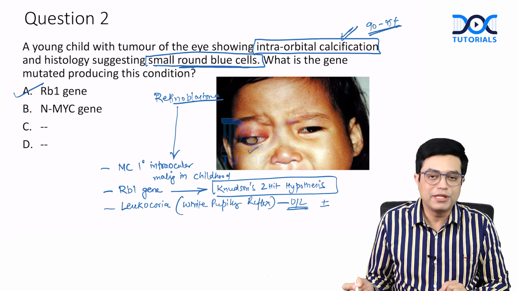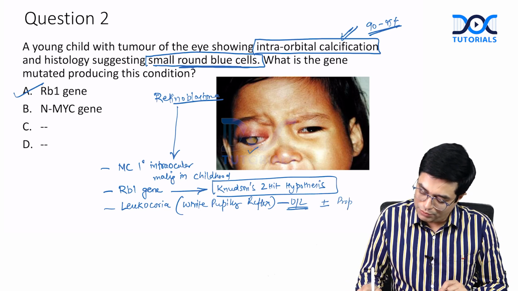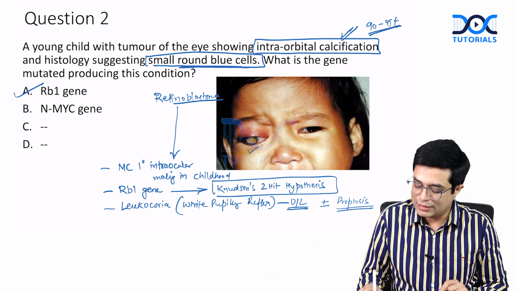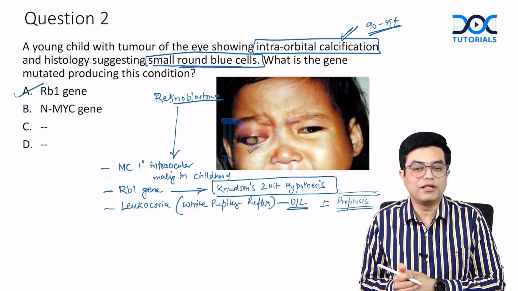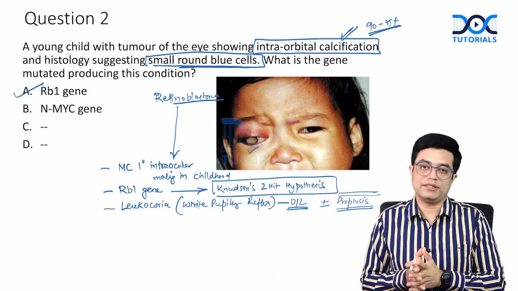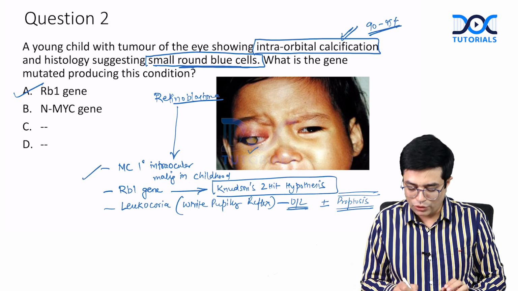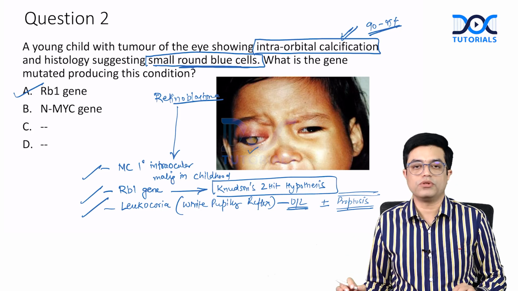It may be associated with proptosis. Usually proptosis is a late sign. In some variants it may not be seen, but leukocoria, proptosis and RB1 gene involvement point to retinoblastoma. I am not going into the details of therapy. So, these are the points which have been asked in the past papers. You can add to your notes.